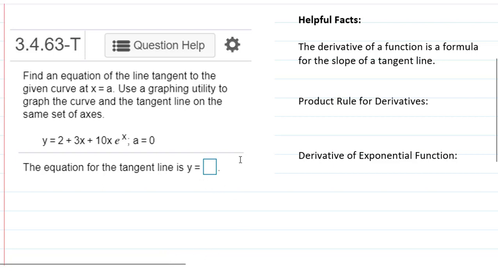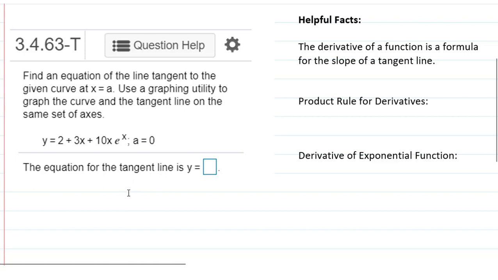In this video, we're going to find an equation of the line tangent to the curve y equals 2 plus 3x plus 10x times e to the x at the point where x is equal to 0. And then afterwards, we're going to use a graphing utility to graph the curve and the tangent line so we can just see what it is that we found.